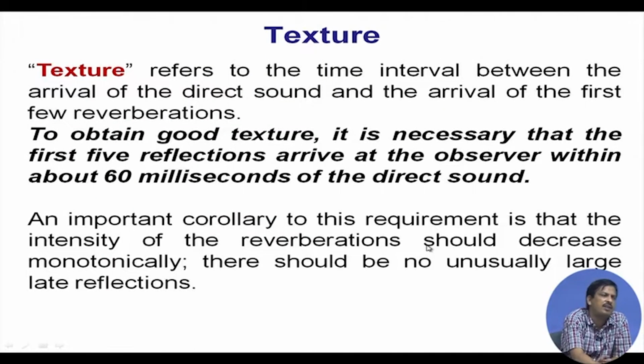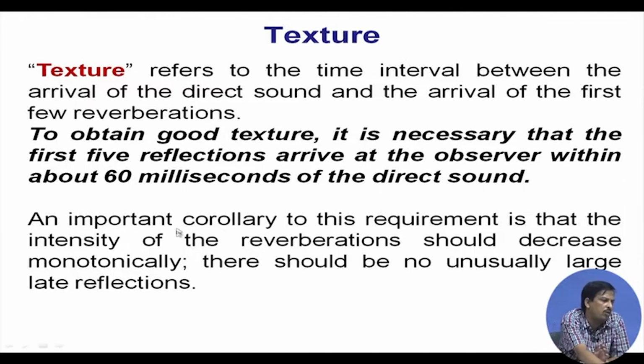Then texture. Texture refers to the time interval between the arrival of the direct sound and the arrival of the first few reflections. To obtain a good texture, it is necessary that the first 5 reflections arrive at the observer within about 60 milliseconds of the direct sound. That is a good texture. Within 60 milliseconds, at least 5 or 6 reflections must come, then it is a good texture room.